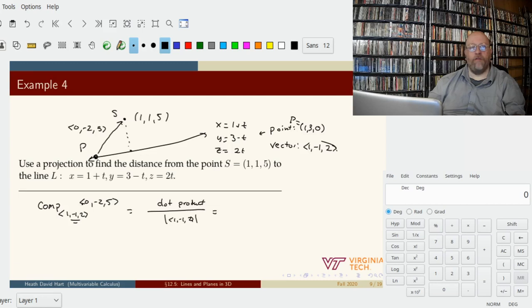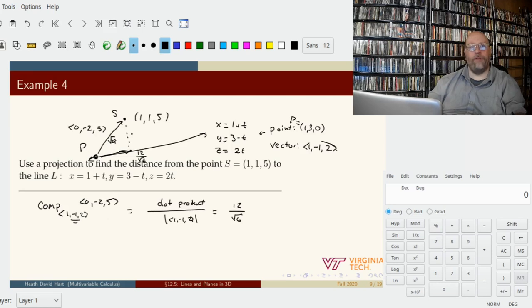So the dot product of these two vectors is 0 plus 2 plus 10, which is 12. And the magnitude of this vector is the square root of 1 plus 1 plus 4, which is the square root of 6. And so this length here is 12 over square root of 6. And the hypotenuse here has a length, well, again, distance formula for this vector, 0 plus 2 squared plus 5 squared is 0 plus 4 plus 25. This side will be square root of 29.